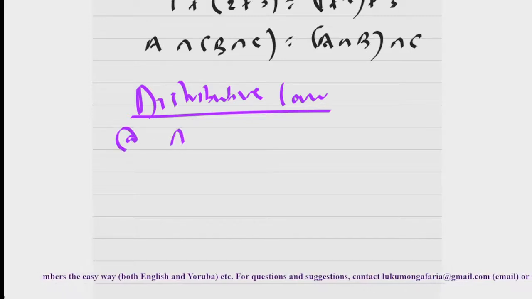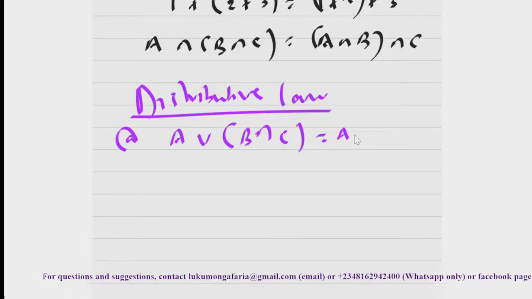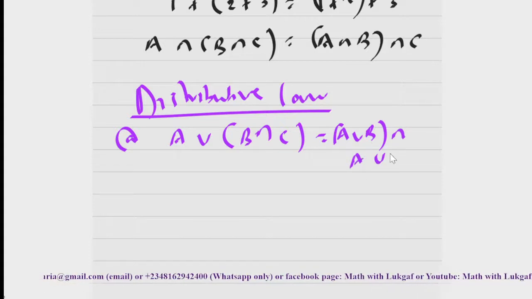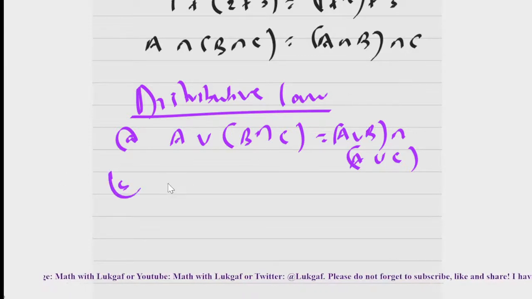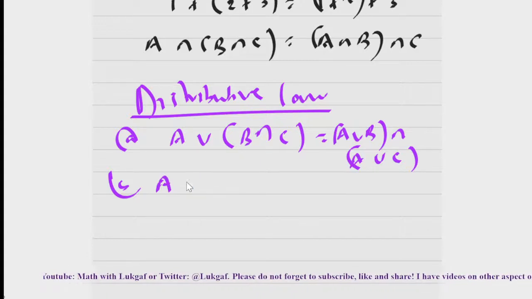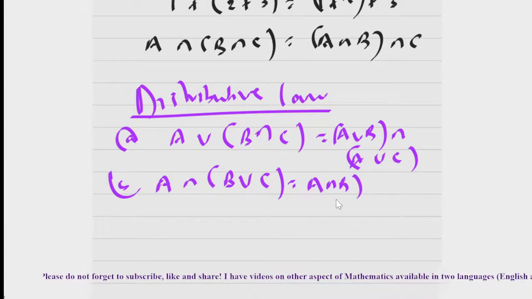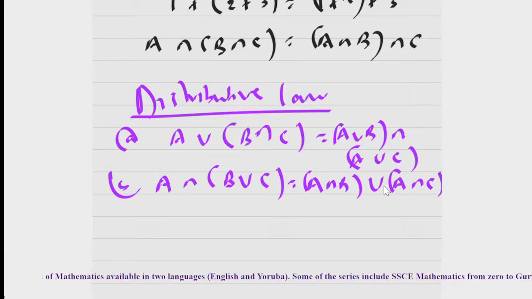In essence, your A union B intersection C is the same thing as A union B intersection A union C. Then you say union is distributive over intersection. Likewise, your intersection is also distributive over union. When you have A intersection B union C, that's also the same thing as A intersection B union A intersection C. So the intersection is distributive over union.